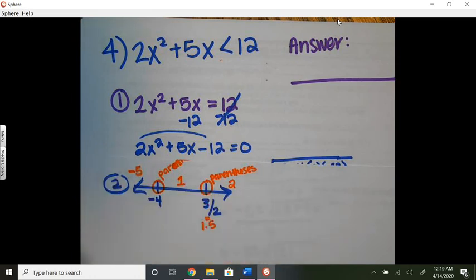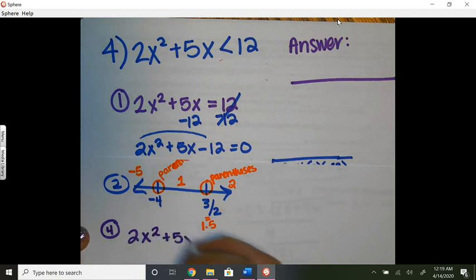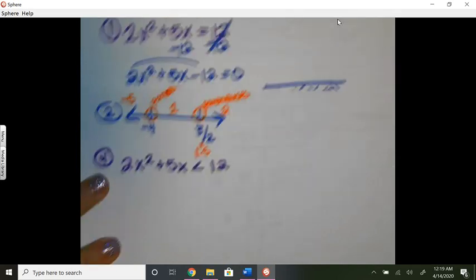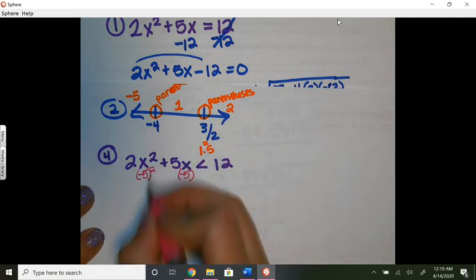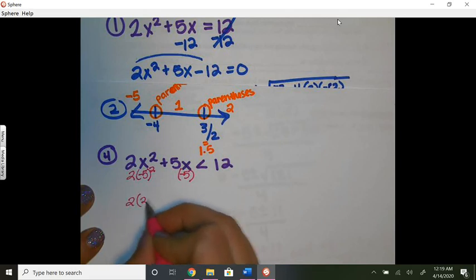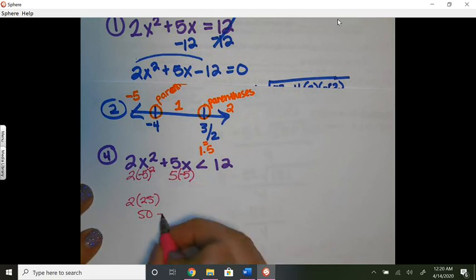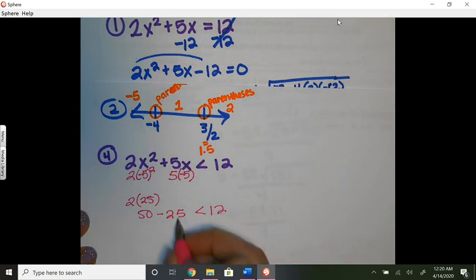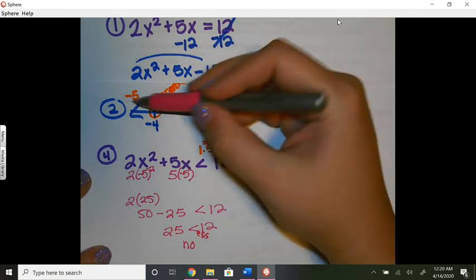Step 4 is to plug those numbers into the original problem. I'm going to take 2x squared plus 5x less than 12, our original problem, and plug in -5 for x. -5 squared is 25, and 25 times 2 is 50. Then 5 times -5 is -25. 50 minus 25 is 25, and 25 is not less than 12. So no, this does not work, and we are not going to shade the values over here.